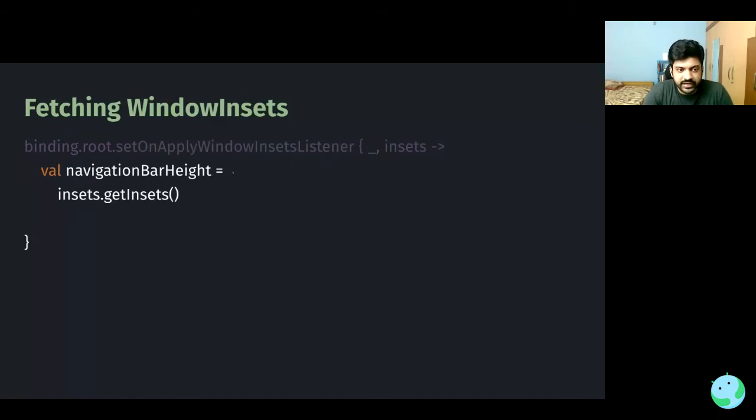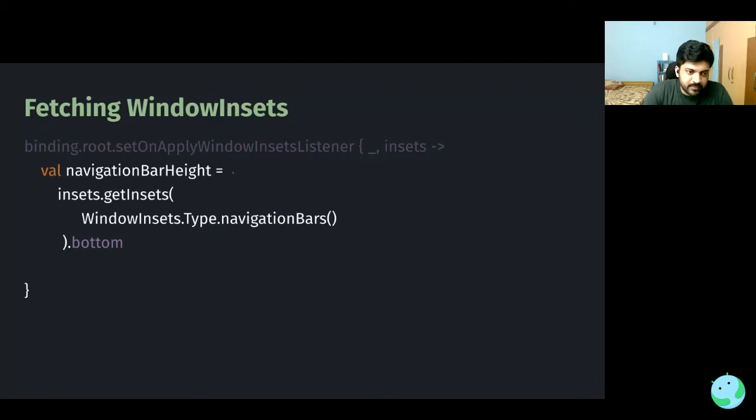So we want to get the navigation bar height. To get any sort of inset data, we have to call getInsets on the insets instance that we received. And we have to pass in the type of inset that we want. In this case, we wanted the navigation bars. So we called WindowInsets.Type.navigationBars. And then we also need to give the direction of the inset. Now, the direction of the inset depends upon the positioning of your inset on the display. So if it's a navigation bar, it will be at the bottom of your screen. And for that, you would have to use the bottom direction. If you're looking for the status bar, you'll be looking for the top direction. Similarly, if you had any sort of insets to the left or right, you would be using the left or right attributes.